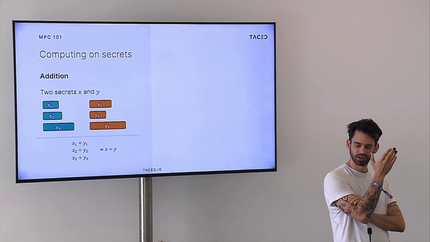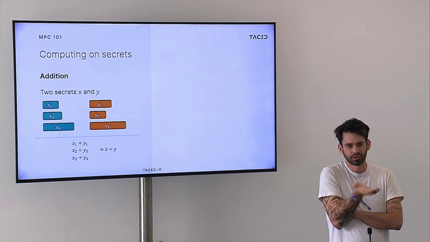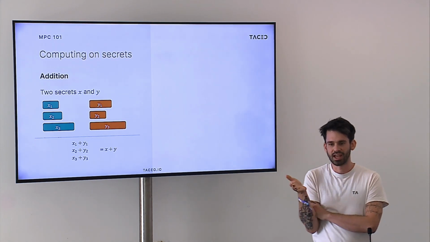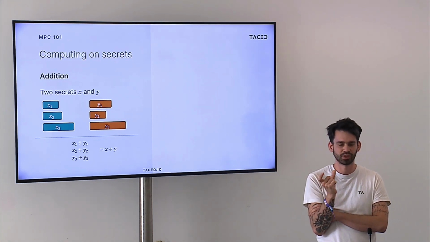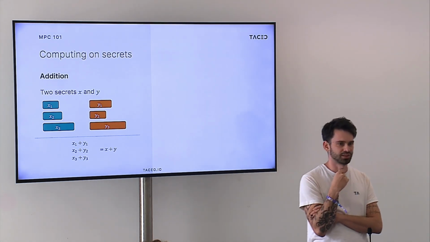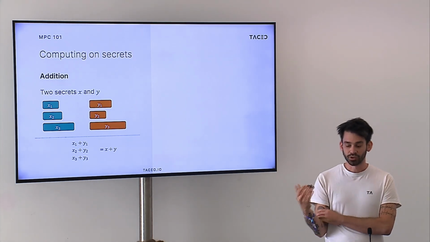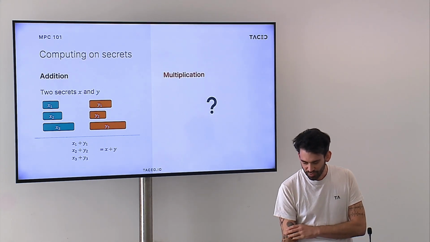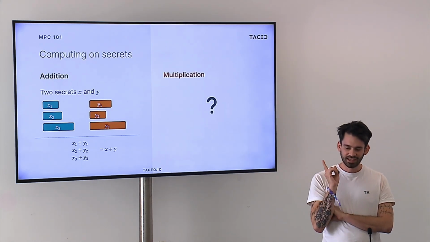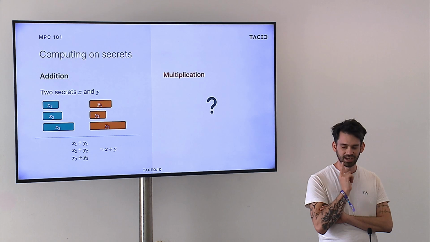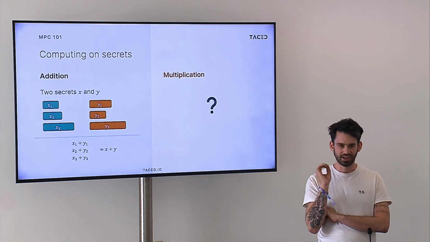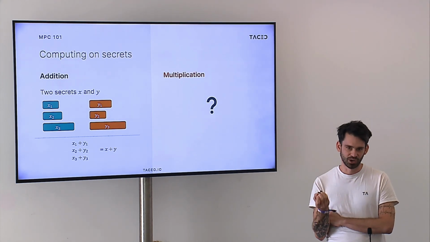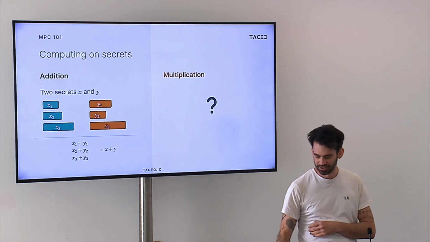If you want to add X and Y, you just add them, and that's the same for the MPC of the computing parties. They just need to perform a simple addition, and they get the secret shared value of X plus Y. That's super cool. Now about multiplications, we can see here that we can't simply multiply X1 times Y1, because then we don't get the secret shared value of X times Y. It doesn't work, so we need to think about something different.